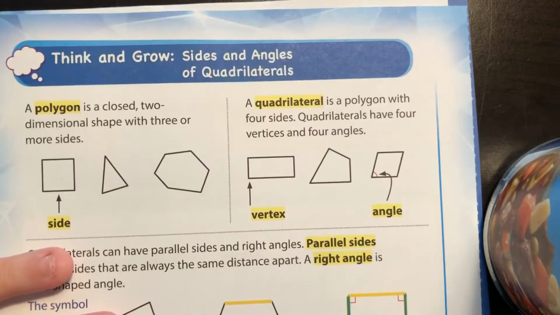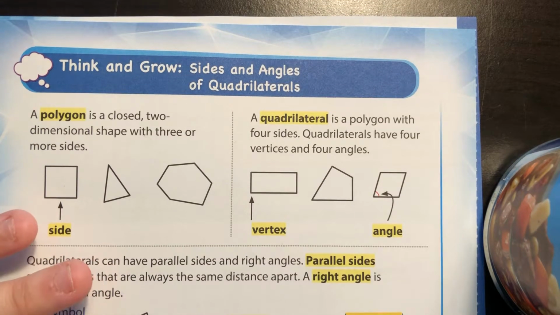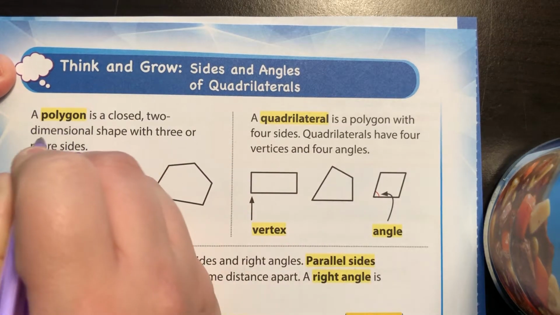All right, we're going to go ahead and skip over to the second page. This is page 602. Here we go. So the first thing we've got to talk about is what a polygon is and what a quadrilateral is. A polygon is a closed two-dimensional shape with 3 or more sides.